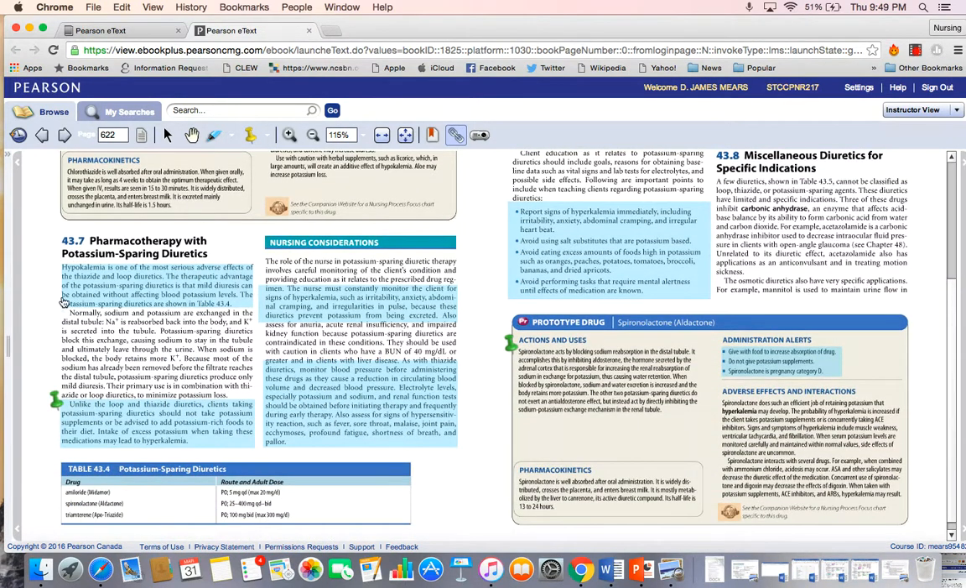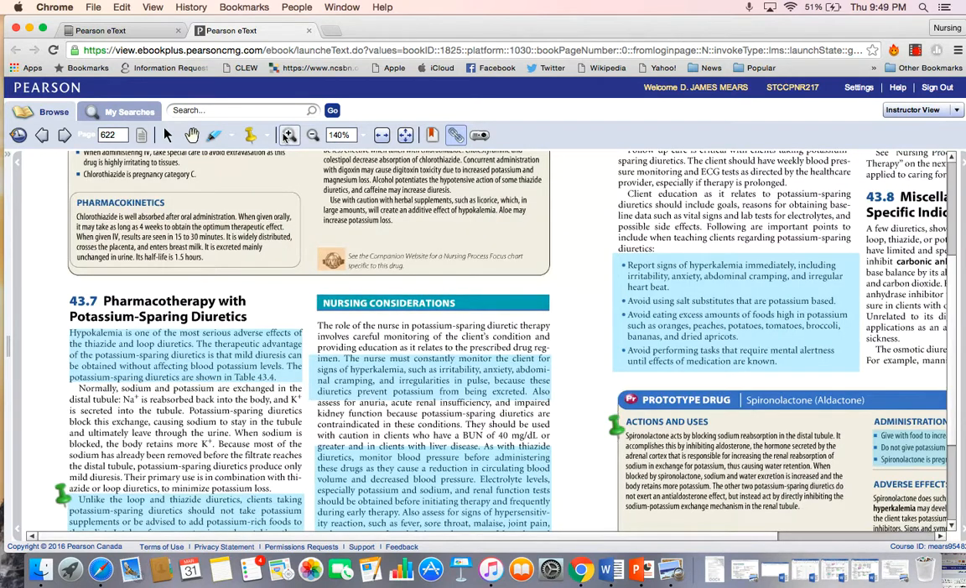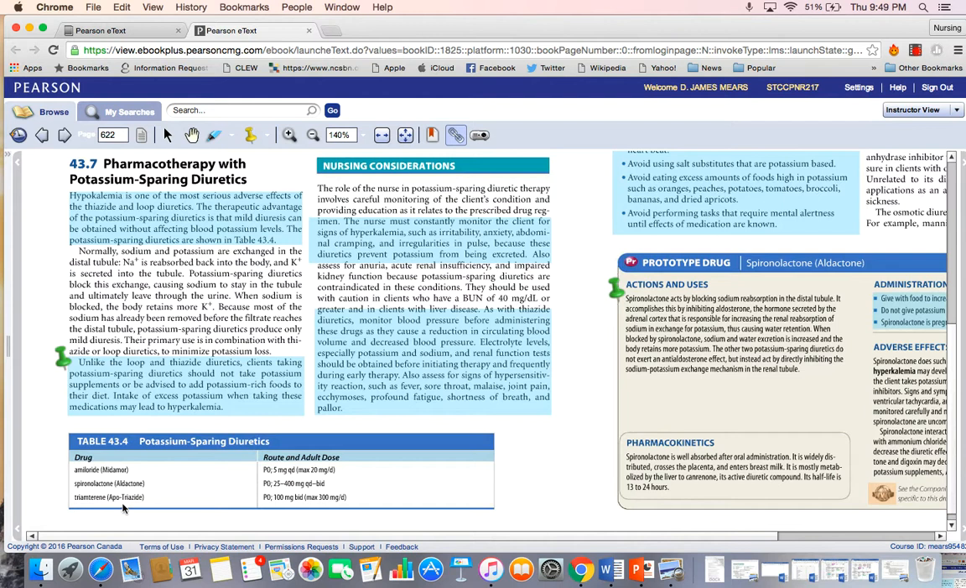Potassium-sparing diuretics are another classification of diuretics. So I'll just zoom in here. Aldactone, or spironolactone, is the medication that you'll get familiar with. Aldactone does not cause hypokalemia. It actually may cause hyperkalemia. It's rare, but it can happen, especially if people are taking high levels of potassium in their diet.